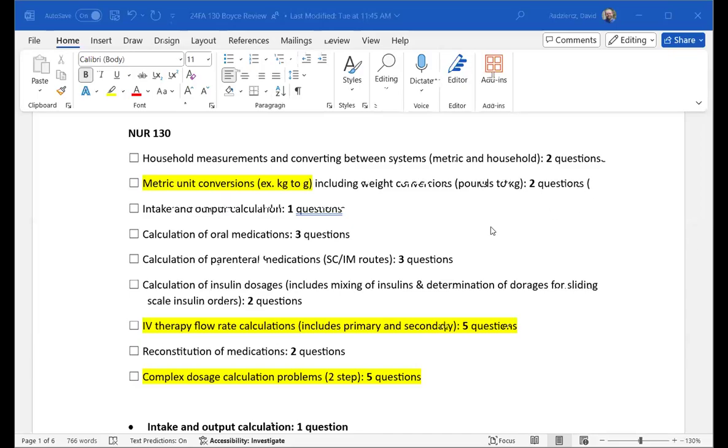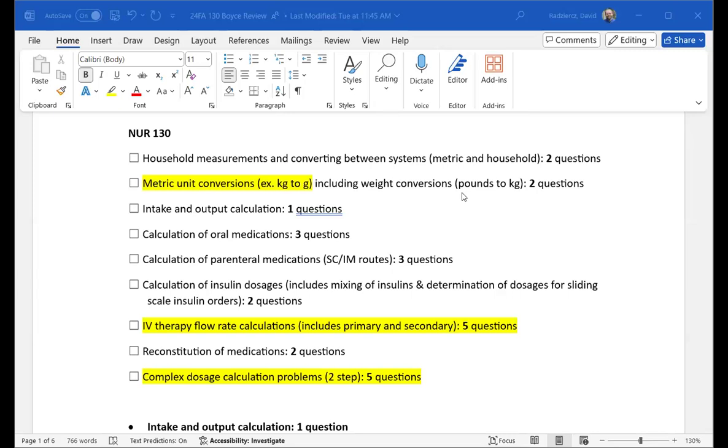So the reason I highlighted the metric unit conversion where it says kilograms to grams, I don't anticipate that you would ever be doing a kilogram to gram conversion. You might do grams to milligrams, grams to micrograms, micrograms to milligrams, micrograms to grams. But I haven't seen that question type for kilograms to grams. However, you will do pounds to kilograms.